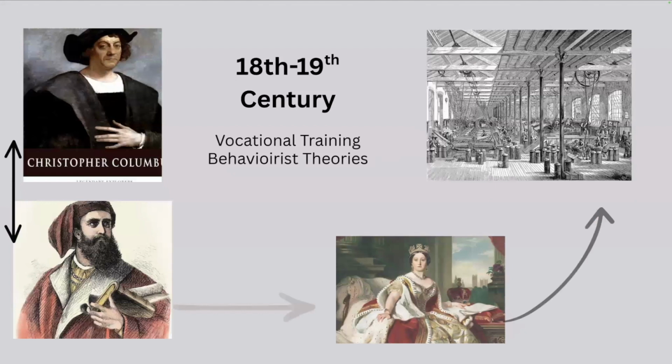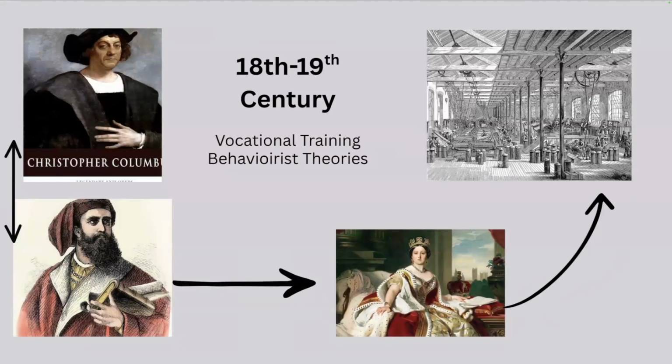In the 18th, 19th century, what happened? There was the discovery. Christopher Columbus discovered the West Indies. Marco Polo traveled. And he found places in the name of the Queen, in the name of the royalty. And at the same time, the Industrial Revolution happened. So vocational training took importance, and the 18th, 19th century was the time for vocational training.